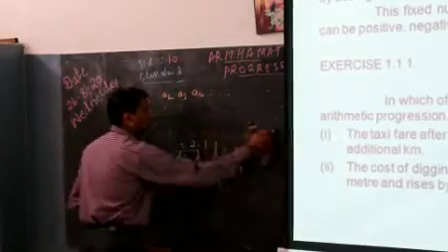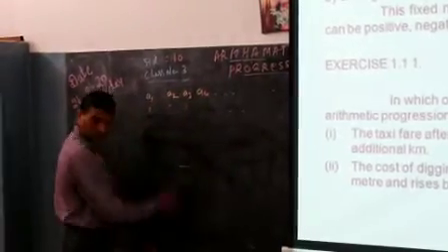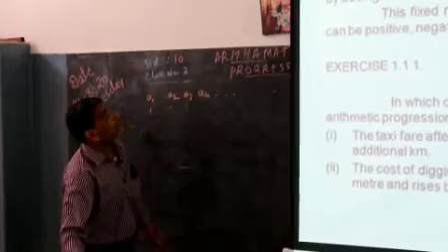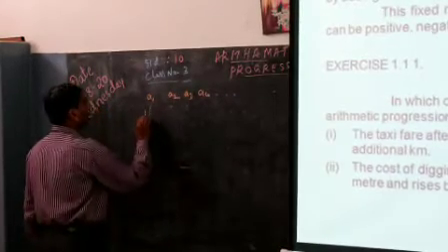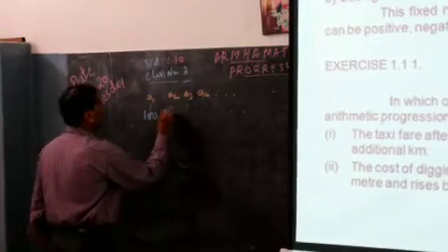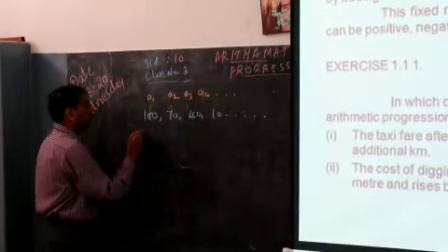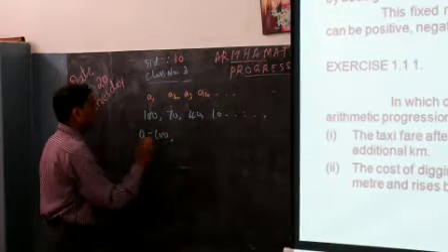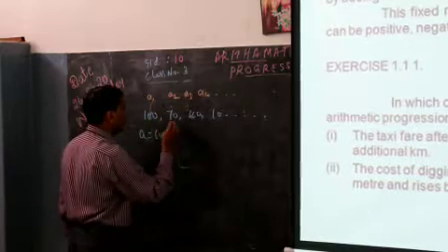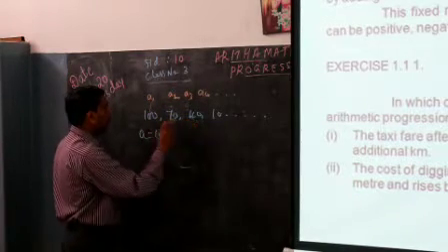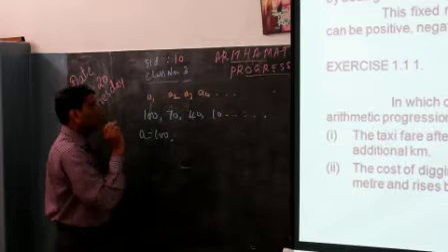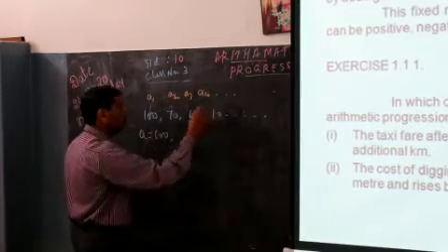Look at the second one: 100, 70, 40, 10, and so on. Look here. What is the first term? A1 is 100. The first term A is equal to 100. And the second term A2 is 70. The third term is 40. See, the numbers are decreasing. If you want to find the fourth term, you can find it.